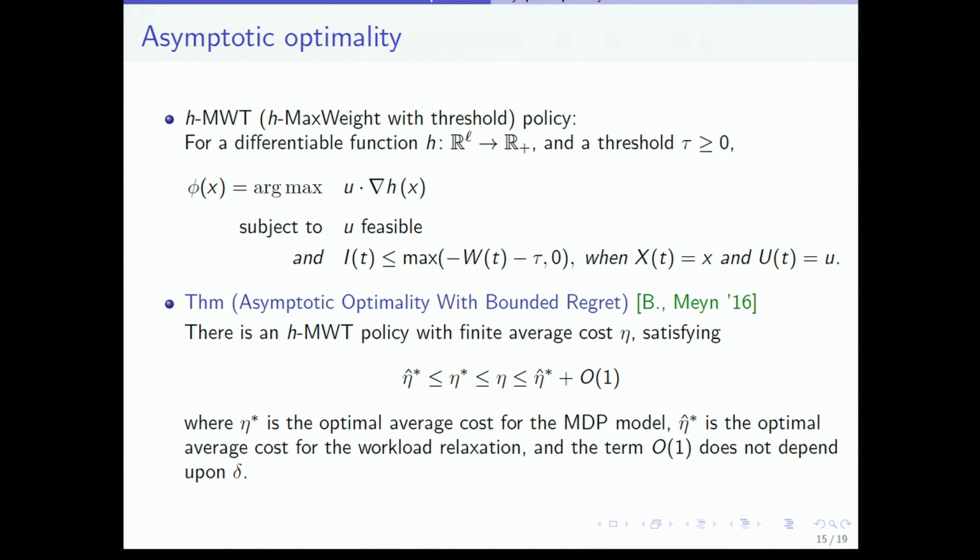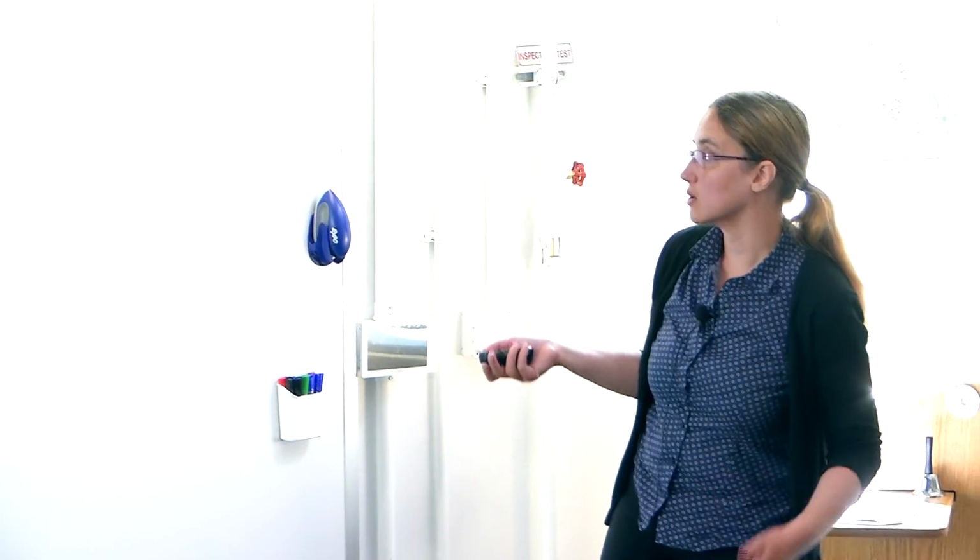So, the high-level idea is to apply H max weight, but if your workload is higher than the threshold, then just forbid idling. So you never idle until the workload goes very negative, below this certain threshold that is given by the approximation by the reflected Brownian motion.